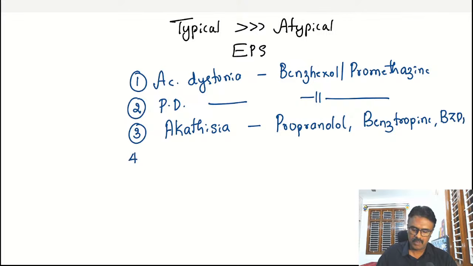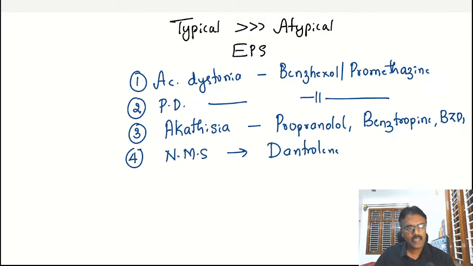The fourth problem is neuroleptic malignant syndrome. So this is a favorite for FMG exams. Neuroleptic malignant syndrome, the muscles are contracting, the temperature is going up. So the drug of choice is dantrolene sodium. Can anybody comment what is the mechanism of dantrolene? And the ion responsible for neuroleptic malignant syndrome is the excess flow of calcium.